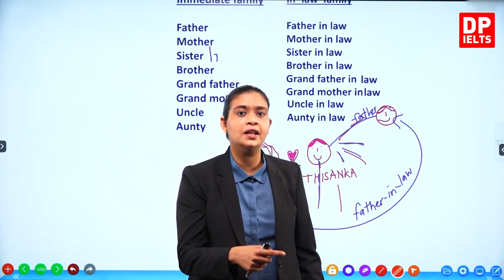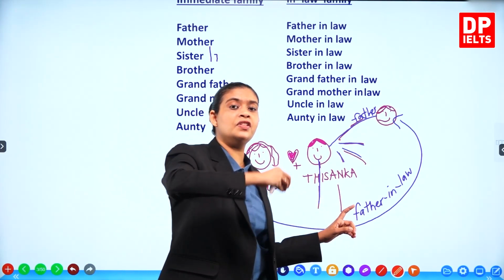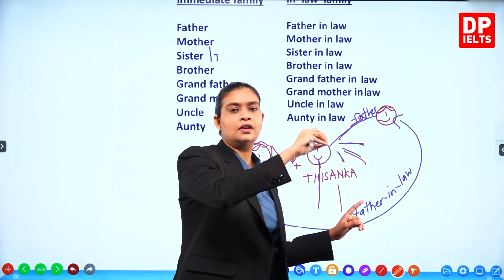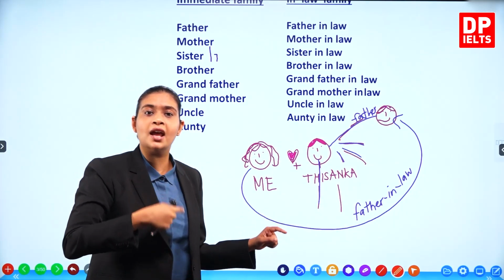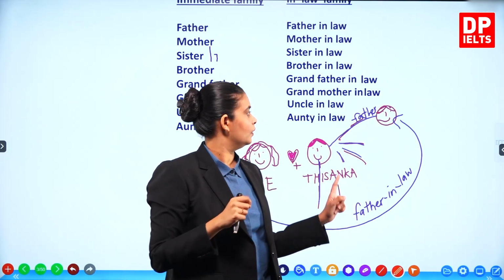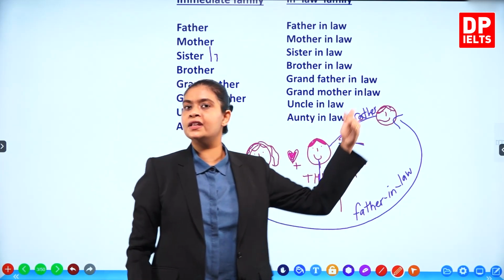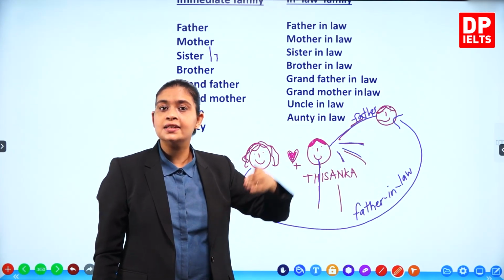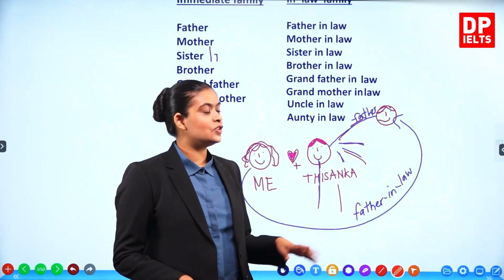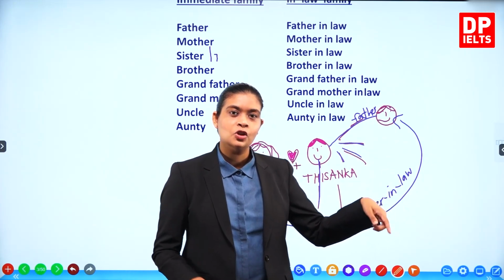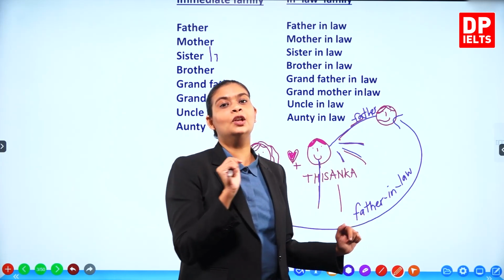Okay, so his grandfather, that means Tisanka's father's father or Tisanka's mother's father is his grandfather. So that grandfather to me is my grandfather-in-law. Grandmother-in-law. Okay, so Tisanka's mother's mother or Tisanka's father's mother is his grandmother. So that is his grandmother. So that grandmother to me is my grandmother-in-law. Okay.